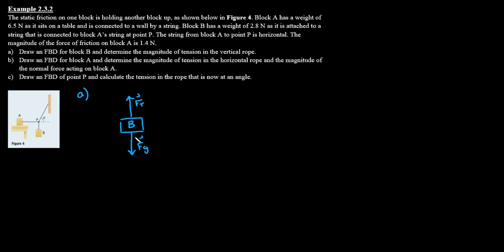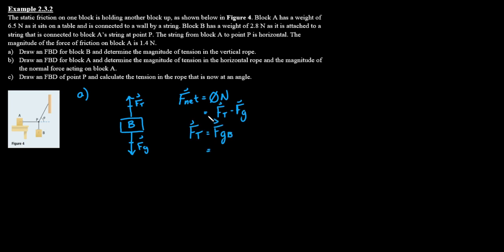Now if block B is not moving, or stationary, we know that these two forces have to be equal to one another. So for part A, if we are not moving, we know F net is equal to 0. We also know that in this case, our F net is going to equal the force of tension minus the force of gravity. So the force of tension in the vertical rope is simply going to equal the force of gravity acting on block B.